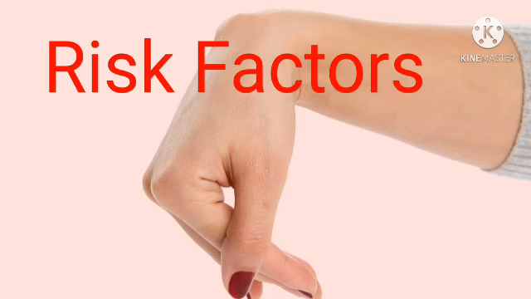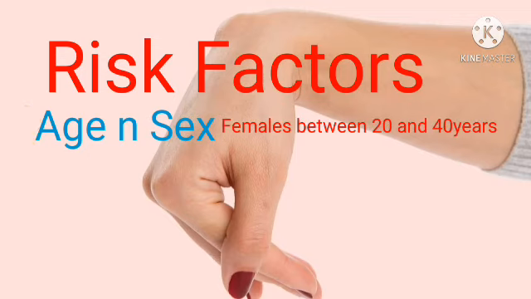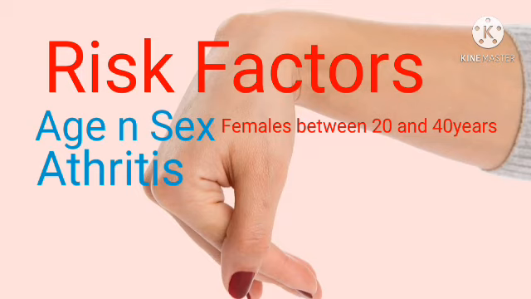So here are the risk factors of ganglionic cysts. We've got age and sex. We know that ganglionic cysts can develop in anyone, but it most commonly occurs in women between ages of 20 and 40. We've got osteoarthritis. People with osteoarthritis in the finger joints closest to their fingernails have a high risk of developing ganglionic cysts near these joints.